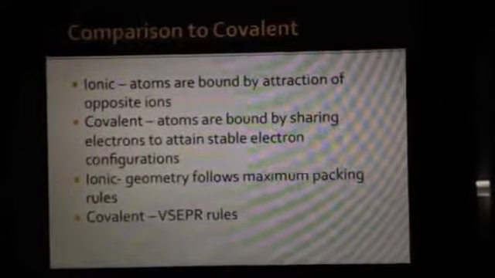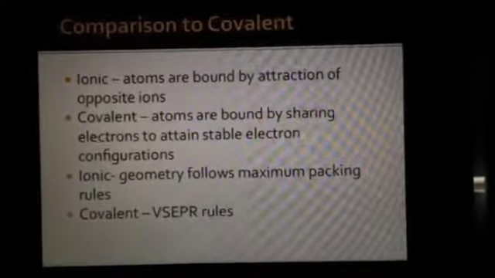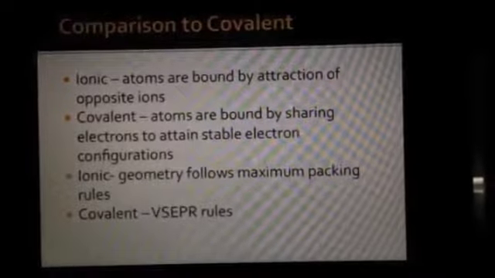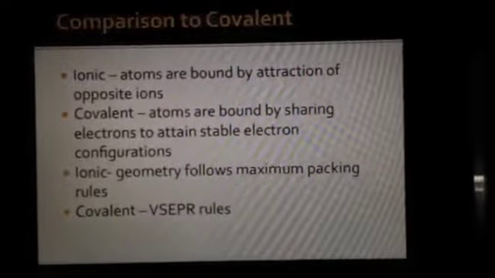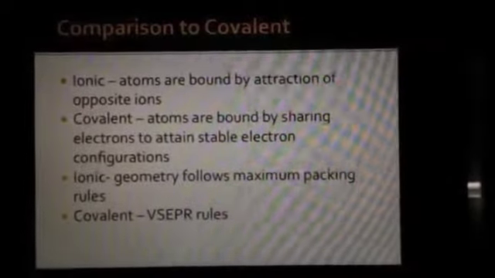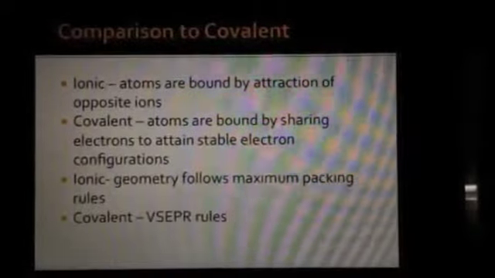Covalent bonding versus ionic bonding. Ionic bonds are atoms held together as ions. Covalent bonds are atoms which are bound by sharing electrons to attain stable electron configurations. Ionic bonds use a geometry that follows the maximum packing rules, and covalent bonds use the VSEPR rules, which is the valence sharing electrons.